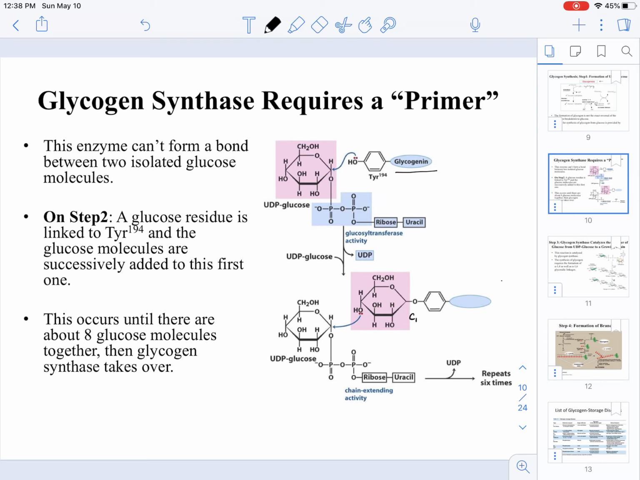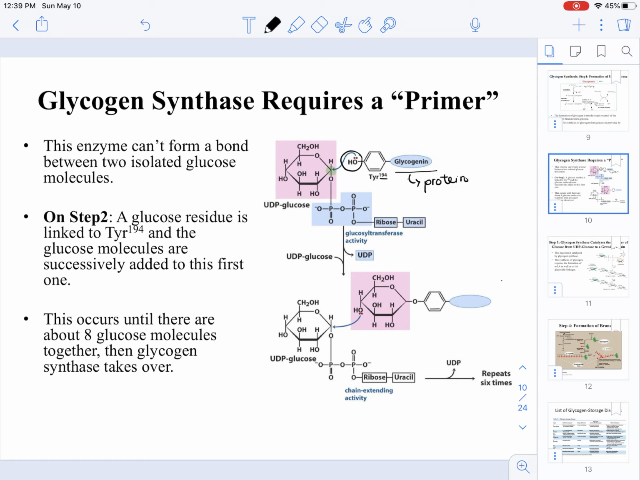Well, here our primer is going to look a little bit different. What we are going to have is a protein called glycogenin that is specifically at residue 194. The OH group in our tyrosine is going to be bonded to the anomeric position in UDP glucose. What is going to happen is that it will form an acetal bond between glucose and the hydroxyl of the tyrosine at residue 194.